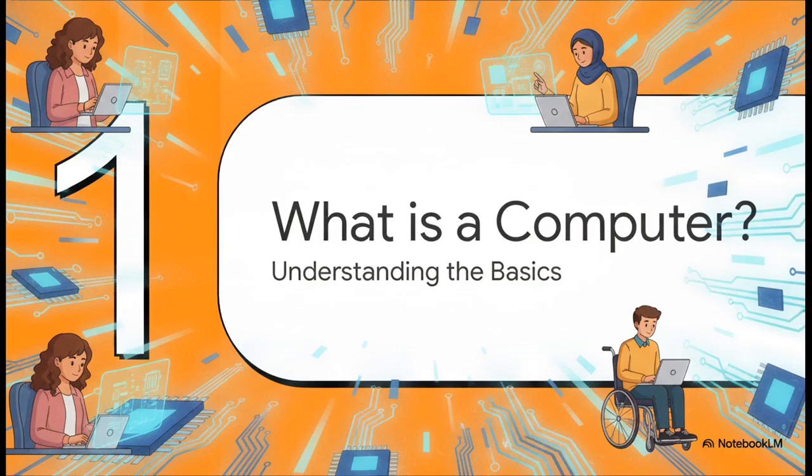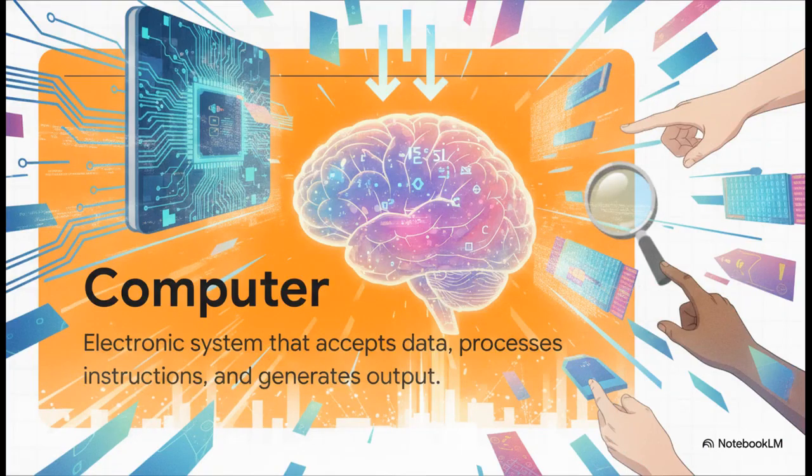What is a computer? At its absolute core, a computer is really just an electronic system that accepts data, processes instructions, and generates output information. It basically takes facts and figures, executes operations on them, and gives us a usable result. And the central processing unit, the CPU, acts as the absolute brain of the whole operation, handling all that complex logic that makes this entire thing possible.